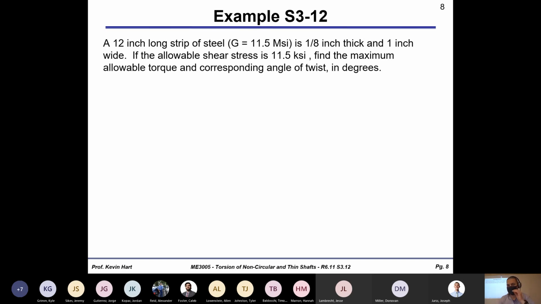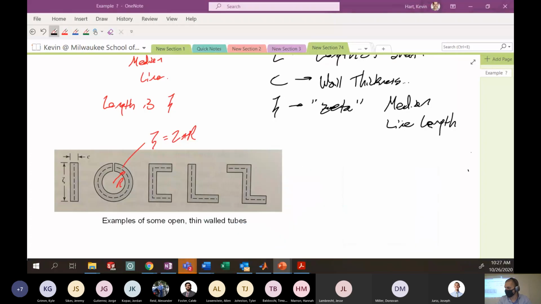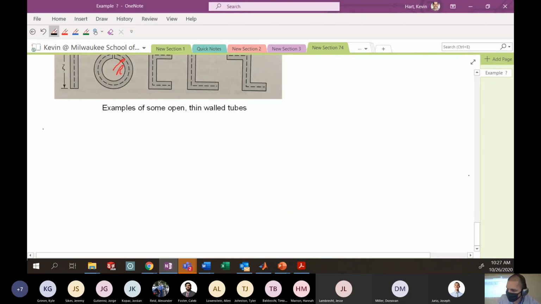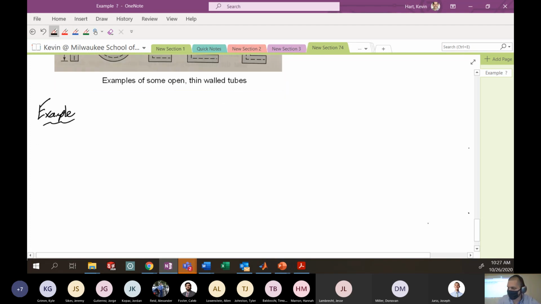Okay. This one should be pretty straightforward. It's just plug and chug here. It's kind of an easy part of the class, to be honest. So let's do this. Here we have an example. I'll just draw the cross section.